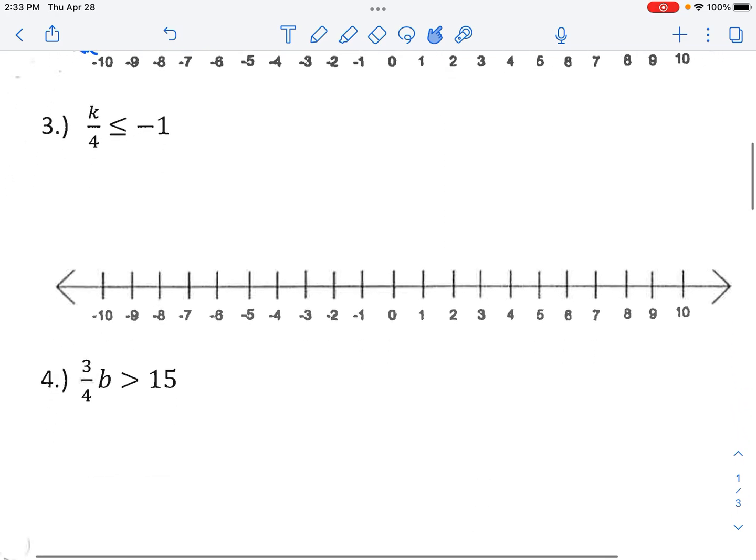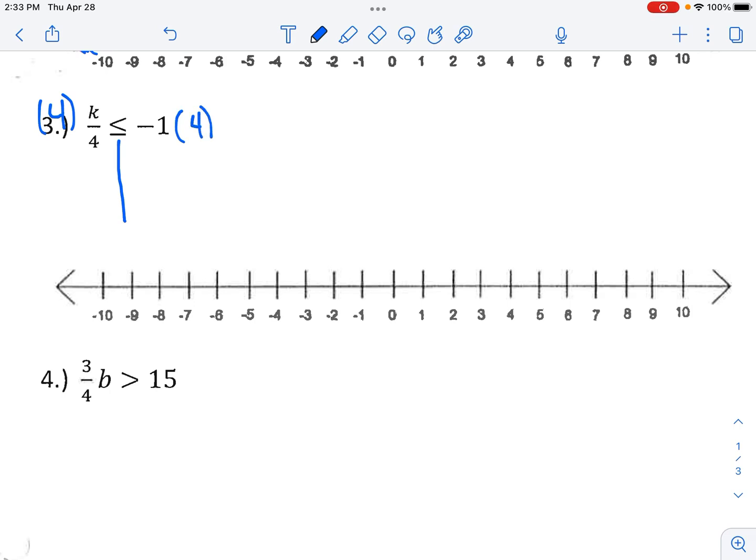So if you need to pause this video, feel free to pause it at any time if I'm going too fast. The first thing we always want to check for is to be sure that the variable is on the left. If the variable is on the left, we're going to go ahead and draw the mirror. What number divided by 4 is less than or equal to negative 1? What number divided by 4? So the opposite of dividing by 4 is multiplying by 4. So we're going to multiply the left and the right by 4.